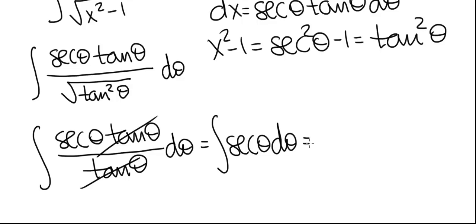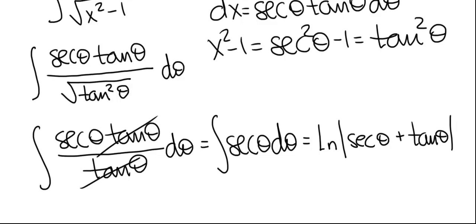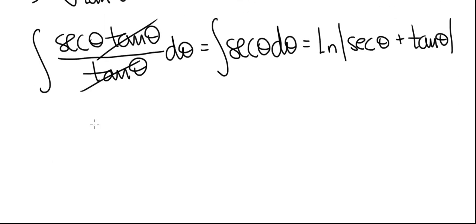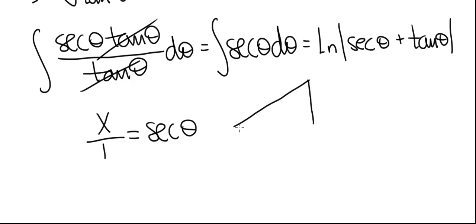Now recall, this was done in an earlier video, the integral of secant of theta is the natural log of absolute value of secant theta plus tangent theta. Now we have to express this in terms of variable x. And our original substitution, x, we can write it x over 1 is secant of theta. If we draw a right triangle like this, and this is our angle theta, secant is the hypotenuse over the adjacent side, and using Pythagorean theorem, the opposite side must be the square root of x squared minus 1.